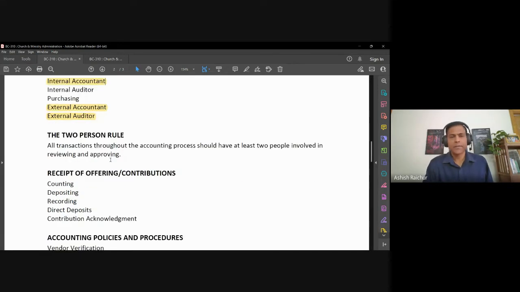Another important thing to think about is to follow a two-person rule. At every point, whenever money is handled, there should be at least two people involved. So that there is that sense of, hey, we can't mishandle things. If it's one person, things could be easily mishandled. But two people, they would hold each other accountable.